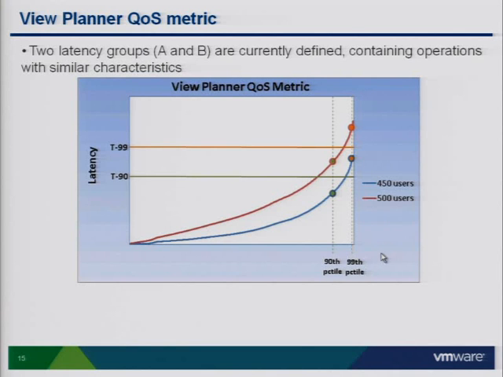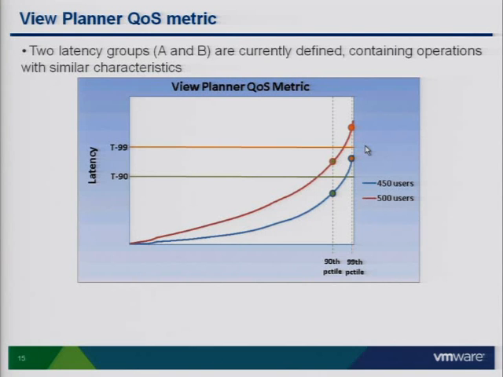And we also set thresholds for those 90th and 99th percentile, T90 and T99. To give you an example, we ran two View Planner runs, one with 500 users and one with 450 users. You can see that the 90th and the 99th percentile of the 450 passed because it's below the threshold, and the 500 failed because it's above the threshold.